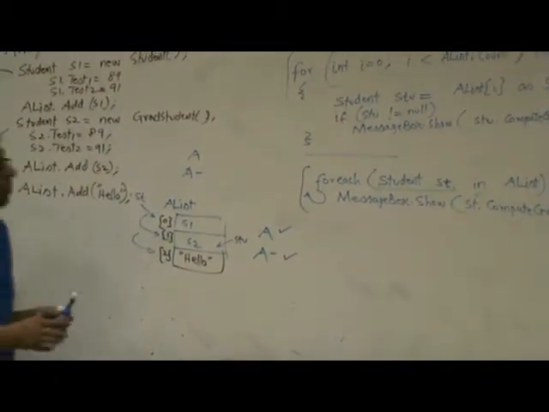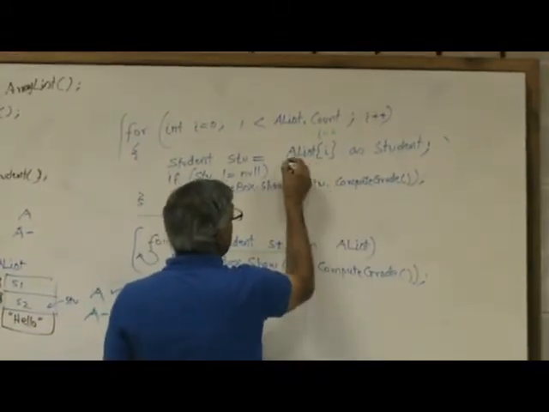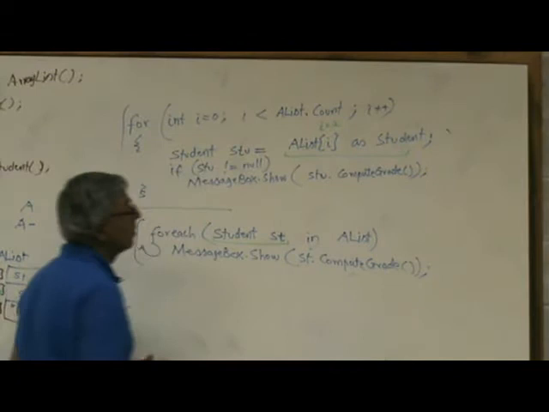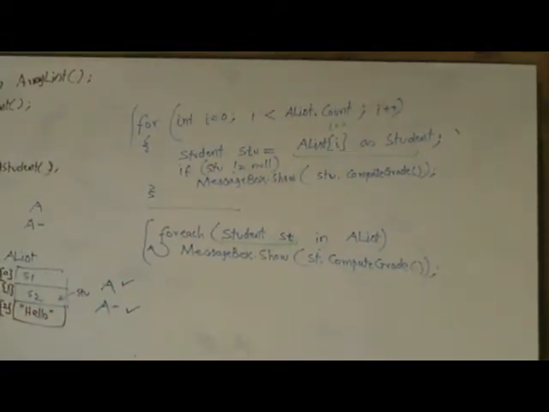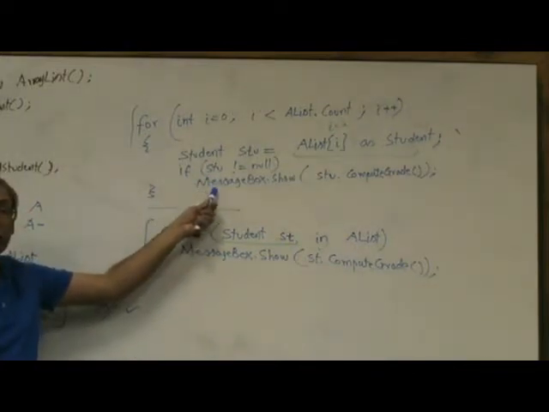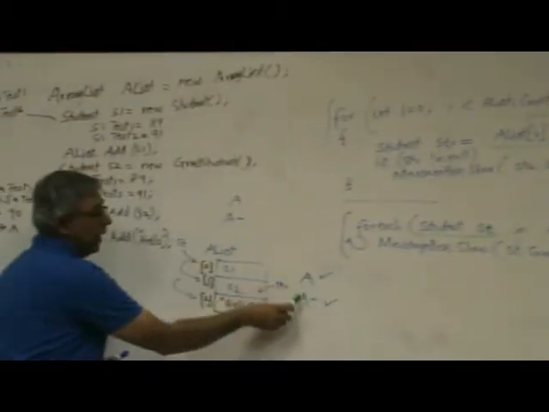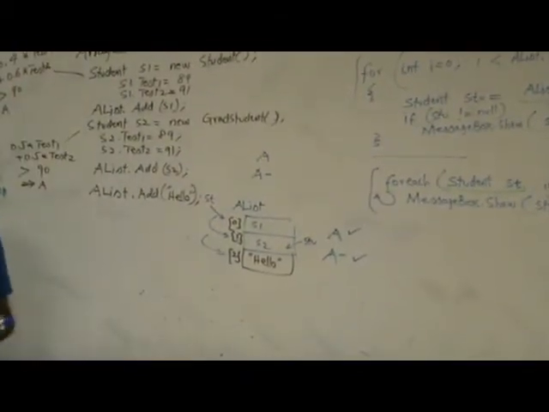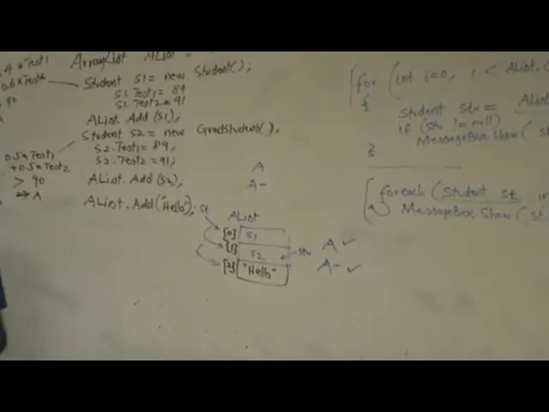Third time through the loop, I will be 2. When I becomes 2, what will our code do? It will return null. So since it's null, will it call the message box? No, so we'll simply ignore this and print A and A minus. That was the goal, right? If it's a student, call the compute grade on it.